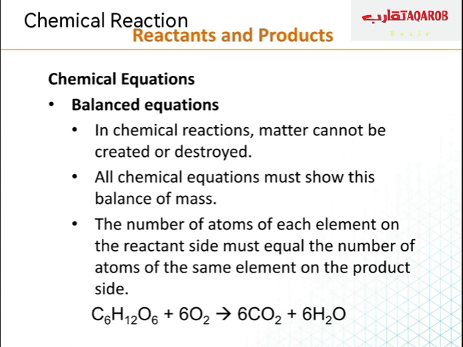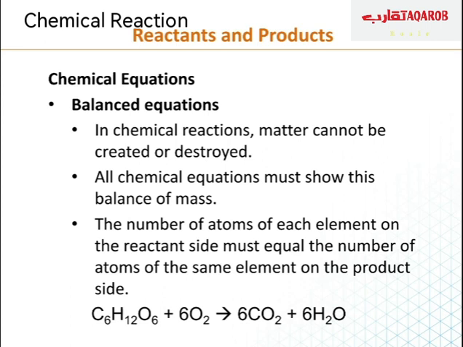So for each balanced equation, you have to find the number of atoms at each side of the reaction, and the numbers must be equal. Like here in this reaction, this is the reaction of cellular respiration. In this reaction, you will find the glucose C6H12O6 plus 6 molecules of oxygen, which is O2. It will yield 6 CO2 and 6 H2O. 6 molecules of CO2 and 6 molecules of H2O.